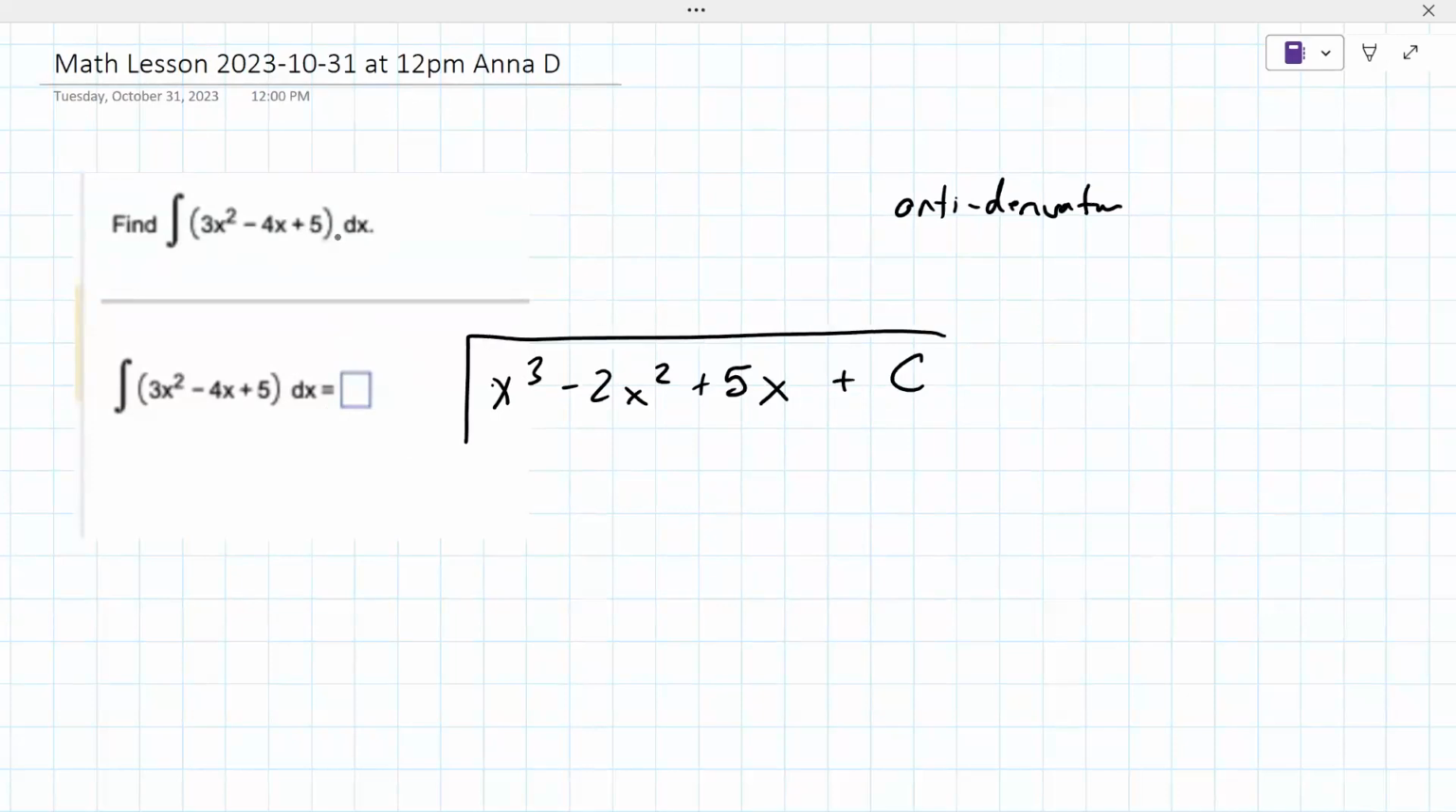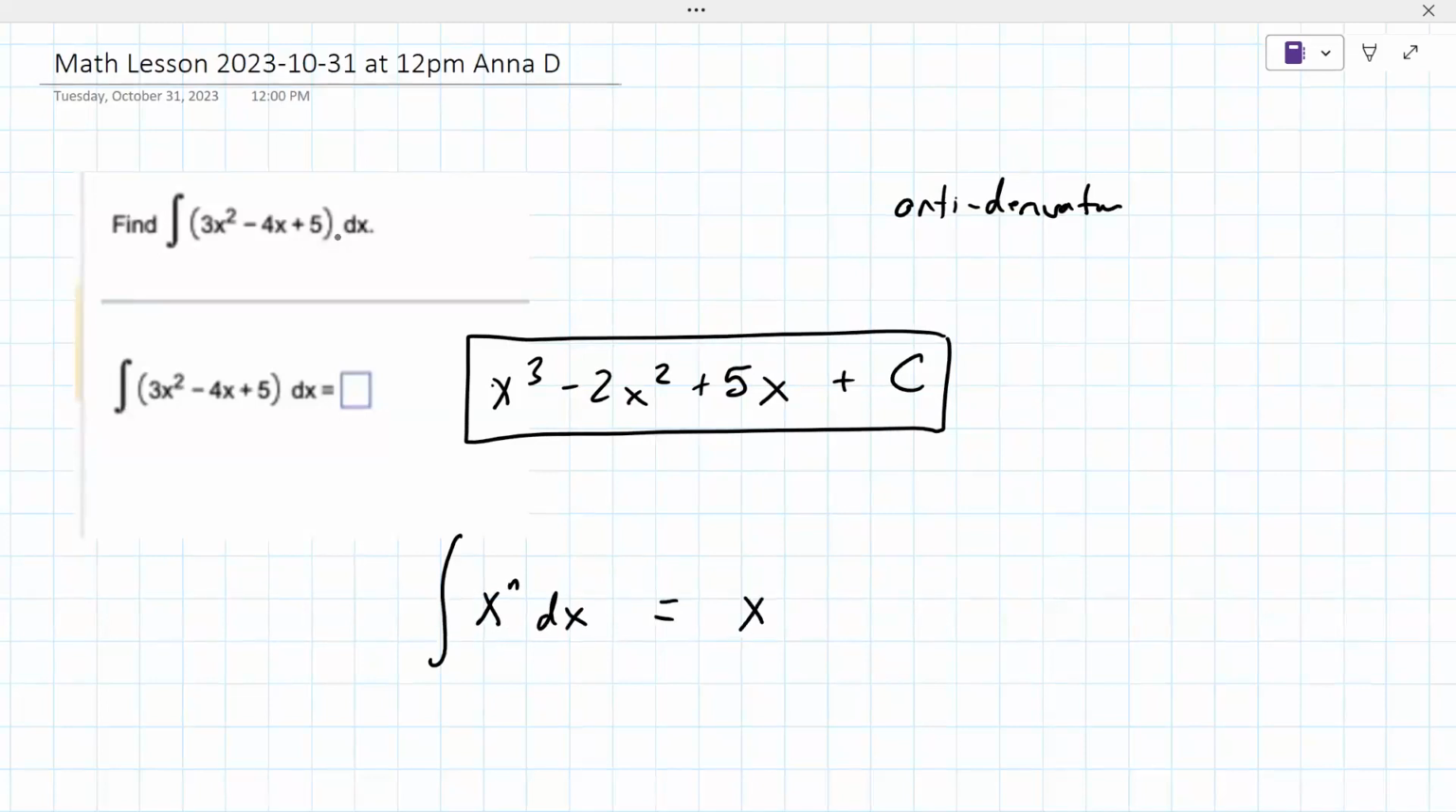backwards. And there's a bunch of rules to learn, okay? So this is the answer for the first one. So the first rule is that when you take the integral of x to the n, it becomes x to the n plus 1 divided by the new exponent.